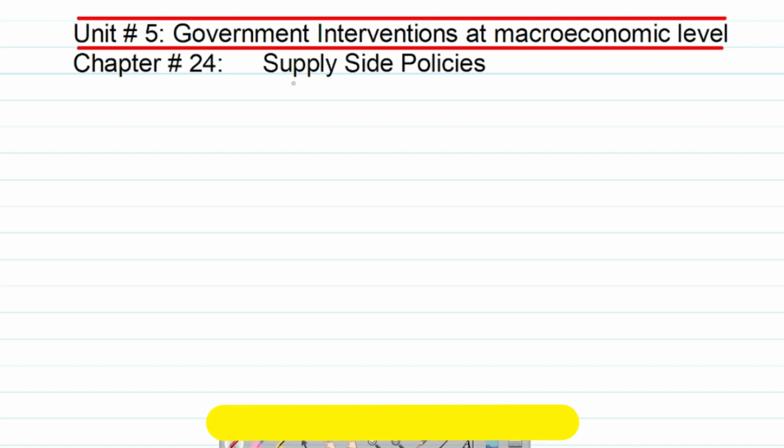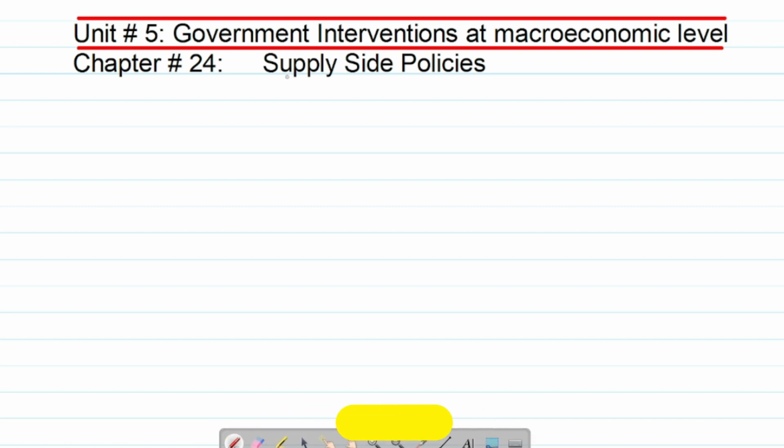Okay, so this is chapter number 24, supply side policies, unit number 5, government intervention at macroeconomic level. So this video is for AS economics, and supply side policies.